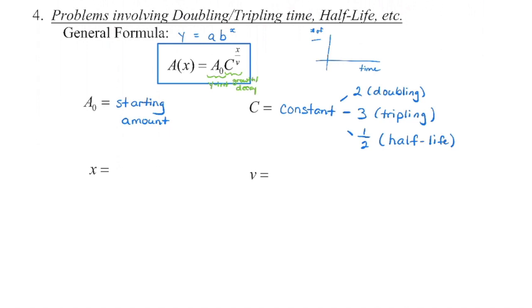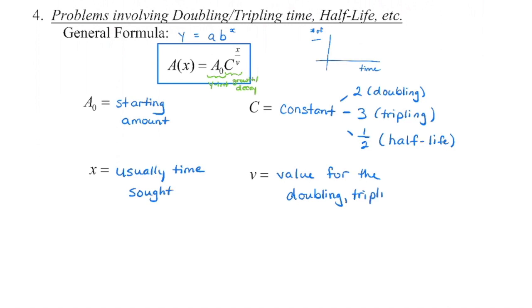x is the time, usually. So how long are we looking at? For what period of time are we taking a look? And then usually we have this written as a fraction. So for our particular specimen, how long does it take for that to triple, double, etc.? So v stands for the value for the doubling, tripling, half-life, etc. And that's going to be given because it's for that particular element or that particular species.